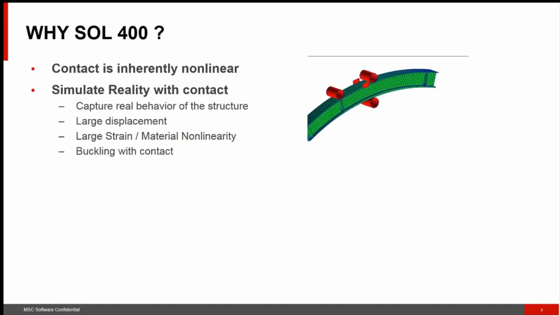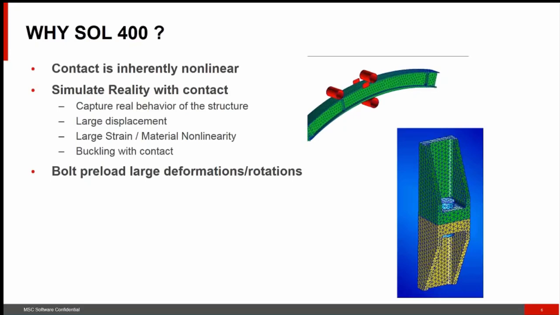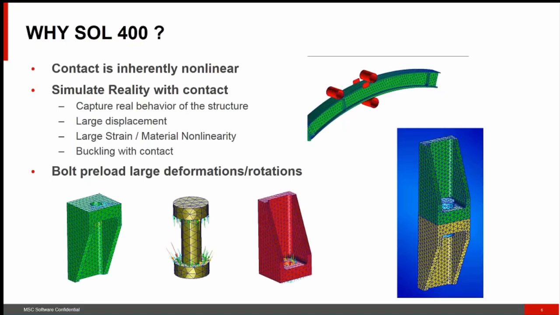It also gives you the capability to use nonlinear buckling analysis if you want to do so. You can run the model with contacts in it in solution 400 and apply the incremental load to understand where the structure becomes unstable, and that would be your buckling load. This is a benefit that's available. Also, you can use preload with large deformations or rotations in solution 400. For example, here you can see the displacements are large in this kind of analysis.